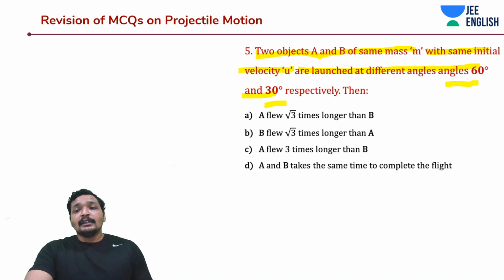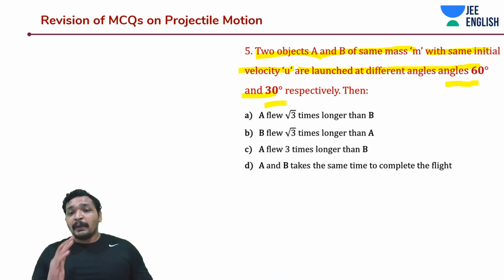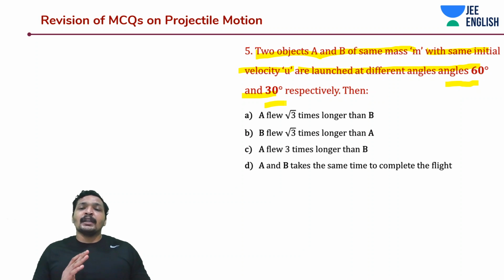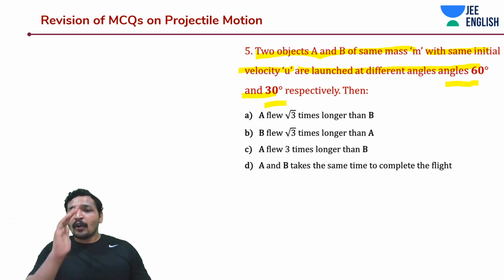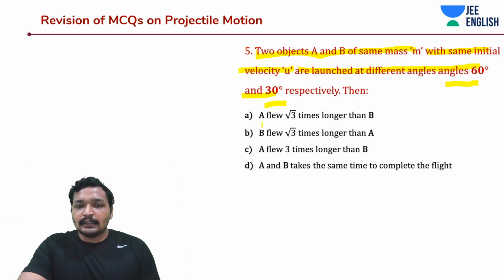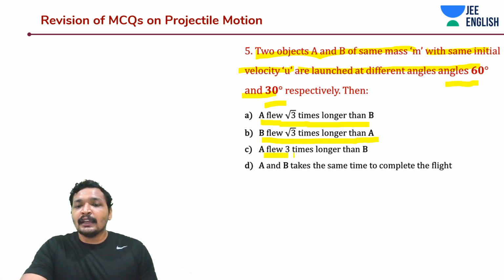See, 60 degrees and 30 degrees are complementary angles. But you know what? They are going to have the same range. But B is projected at a lesser angle. A is projected at an angle of 60 degrees, which is more than that of B, which is 30 degrees. Which means A has attained a longer height, longer Hmax. It has traveled more along the y-axis. So I think it's talking about whether A flew root 3 times greater than B, or B flew root 3 times longer than A.